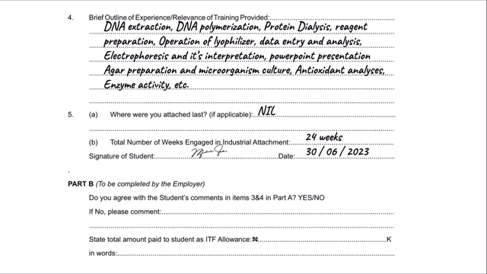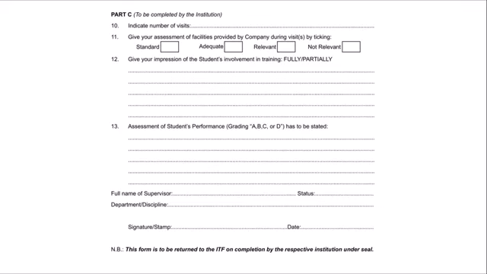Then the total number of weeks engaged in industrial attachments. Maybe it's 24 weeks, you have to fill it there. Maybe it's 12, or any number of weeks that you engaged in industrial attachments, you have to fill it there. Then the student's signature and the dates. So you have to fill in your signature and the dates. And that brings us to the end of the part to be filled by students. The other part is to be filled by your employer and your institution.